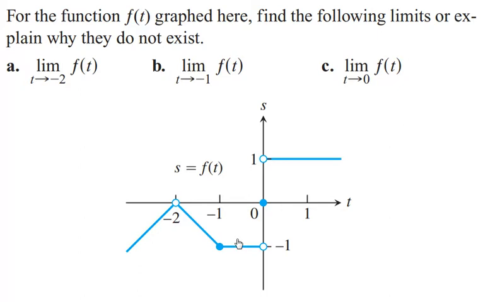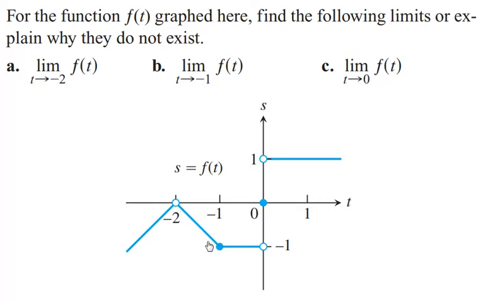As you see here, when t approaches -2 from the left hand side, f(t) approaches 0, and when t approaches -2 from the right, f(t) approaches 0 as well. So from the left hand side and right hand side, both of them are equal to 0. So the limit is 0. The answer for part A is 0, although the value of the function at t = -2 is not known.